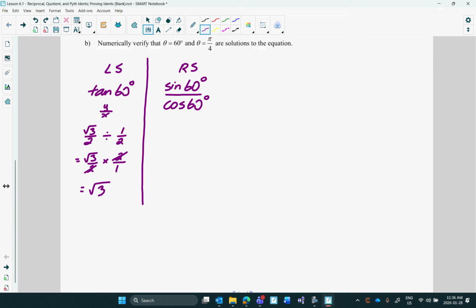What's the sine of 60 degrees? Root 3 over 2. And I need to divide that by the cosine of 60 degrees, which is 1/2. So I have to divide those two. Well, it turns out to be the same thing.